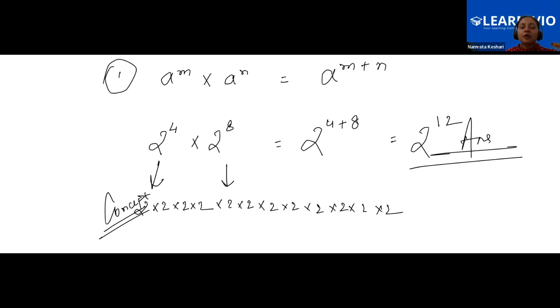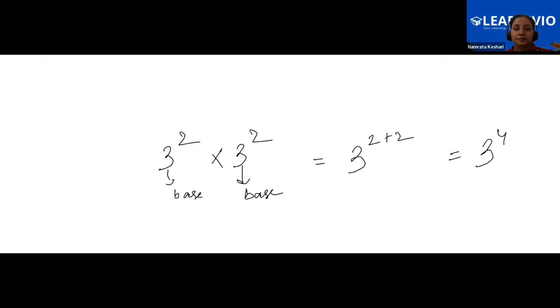Whenever from now on two terms are in multiplication, 3 square into again 3 square, I said that if two terms are in multiplication and the bases are the same, this is called the base. When the bases are the same, powers can be same or different, doesn't matter. When two terms are in multiplication with the same base, you have to add the powers. Powers can be same or different, doesn't matter at all. Getting it? Yes, ma'am. This is one of the rules.